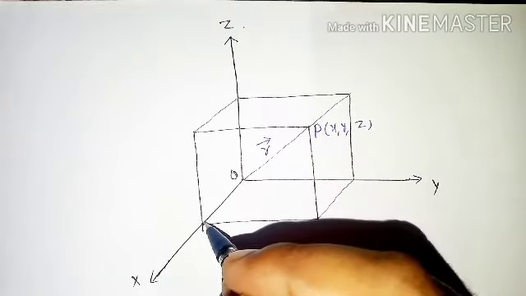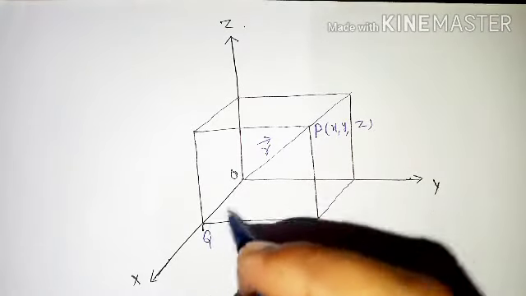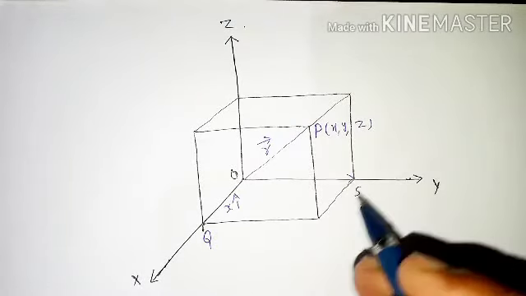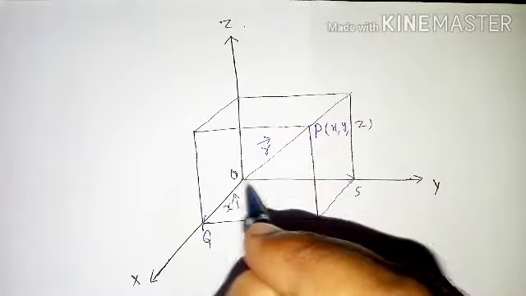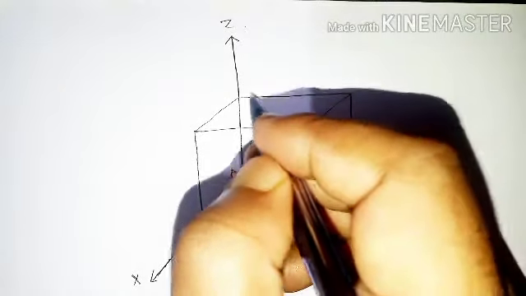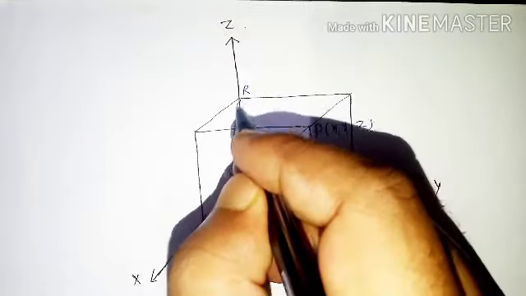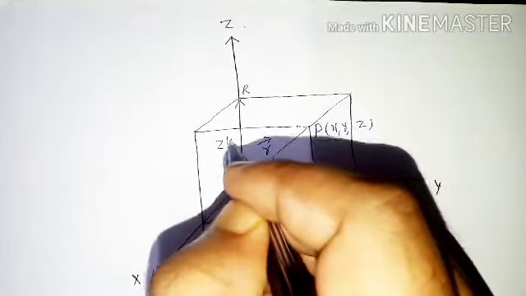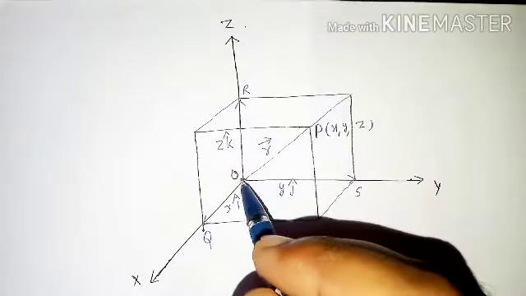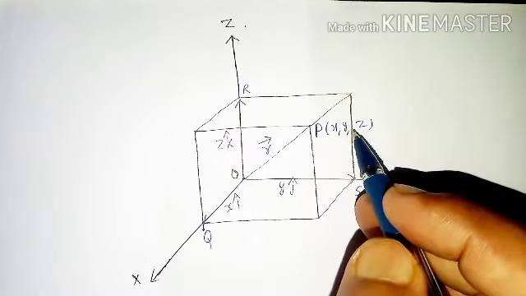OQ is of length x, so this is x i cap. OS is of length y, so this is y j cap. Here OR is of length z, so OR is z k cap. Unit vector multiplied with the magnitude. Why OR is z? Because the z coordinate of P is z.